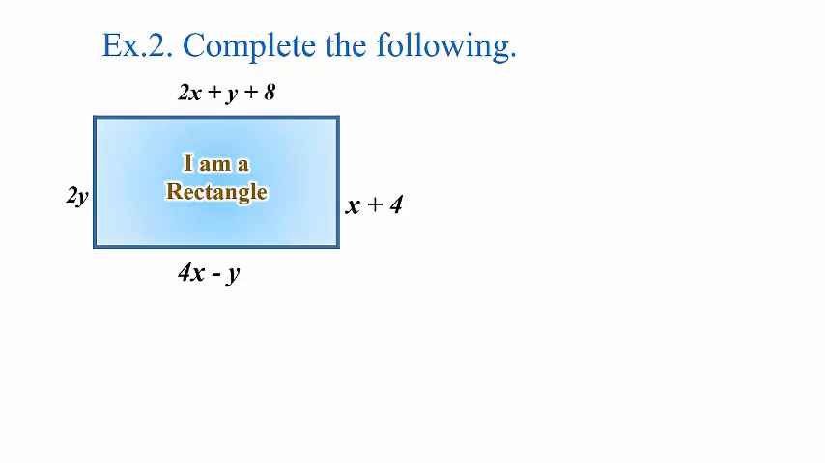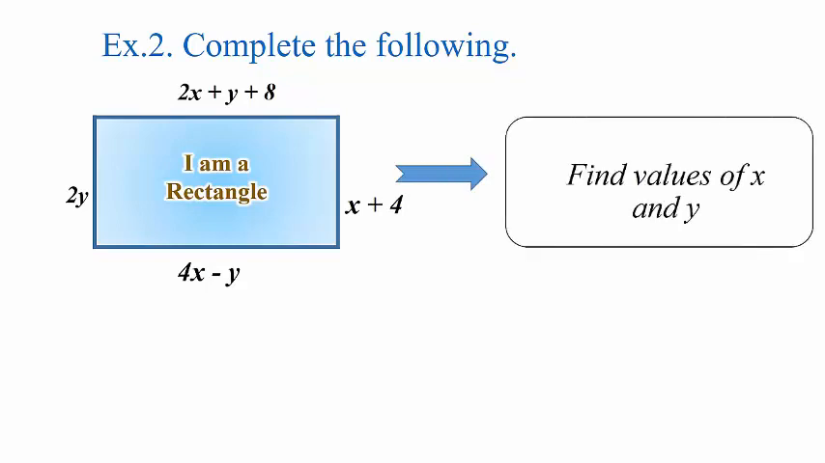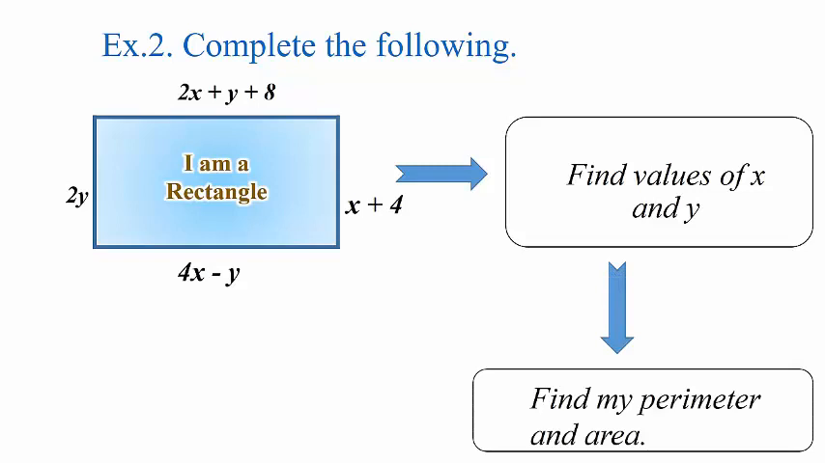Then we are going to solve the second example. Complete the following. This is the activity. I am a rectangle. So this is the figure of a rectangle, and the sides are given in algebraic expressions: 2x plus y plus 8, x plus 4, 4x minus y, 2y, like this. Then find values of x and y. From this information we want to find out the values of variables x and y, and then find my perimeter and area. And the question is to find out my perimeter, meaning the perimeter of the rectangle, and the area of the rectangle.